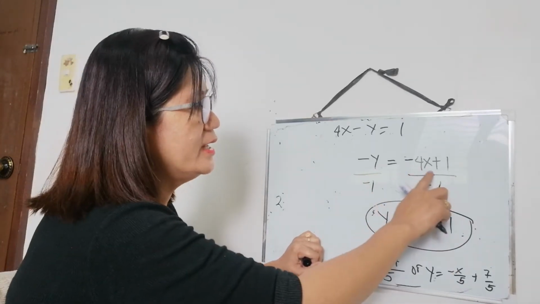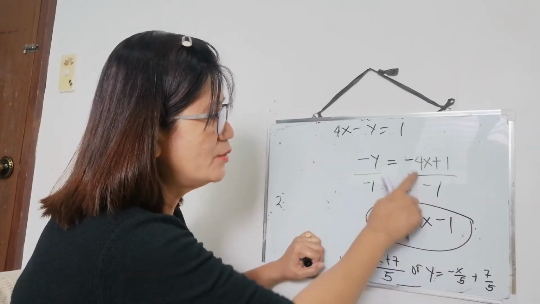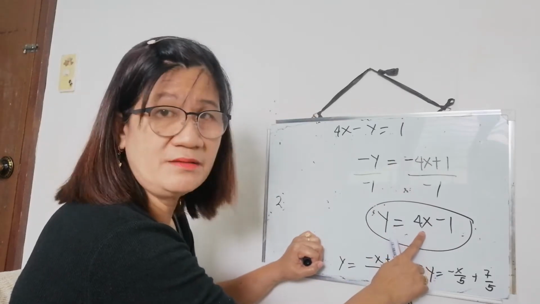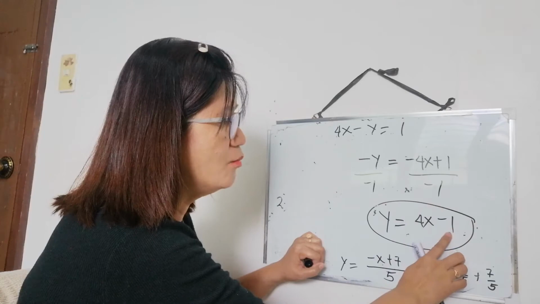Okay? Then, negative 4x plus 1, divide both by negative 1. So, negative divided by negative is positive 4x. 1 divided by negative 1 is negative 1.